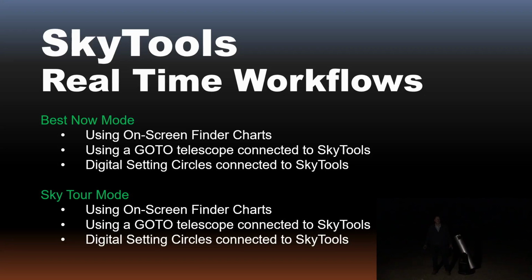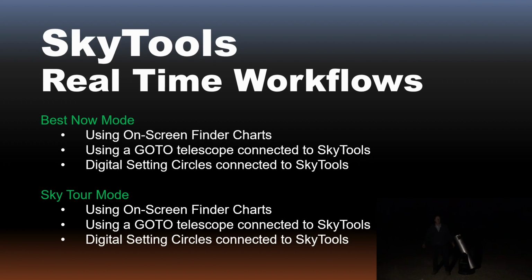There are two real-time modes, Best Now and SkyTour, and there are separate sets of workflows for each. The three main ways to use SkyTools in the field are to use on-screen finder charts to find your targets, a GOTO telescope, or a DSC connected directly to SkyTools. I've created multiple videos depending on which of these methods you use yourself.